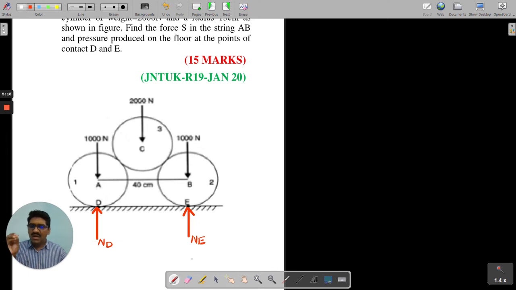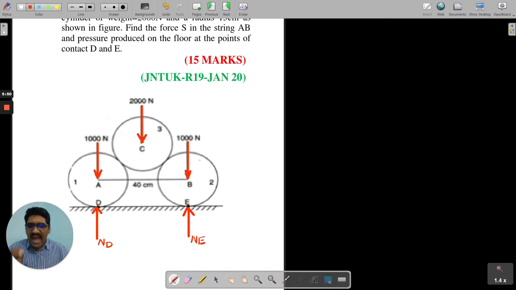Next one. What about the weights? So here we have weight, that is I'm marking here like this. This is a weight 1000. 1000 is there. Okay. 2000 is there. Okay. And here we can have definitely what you know, 1000. Okay. So these are the only forces we have, all of you.